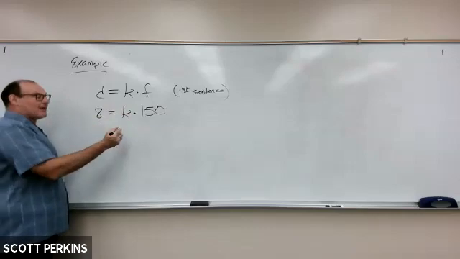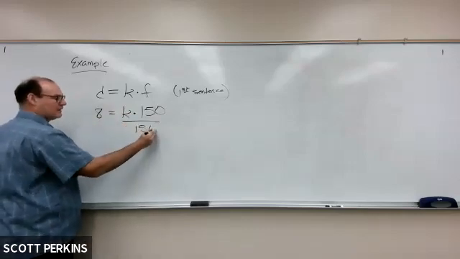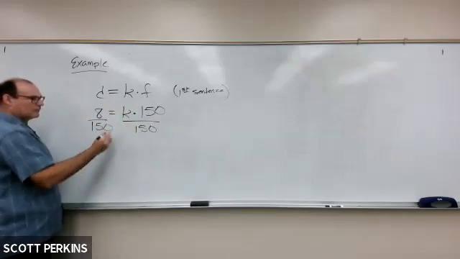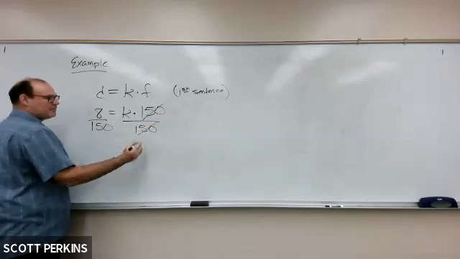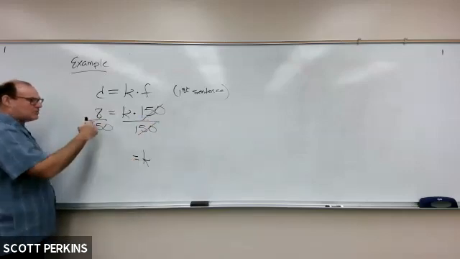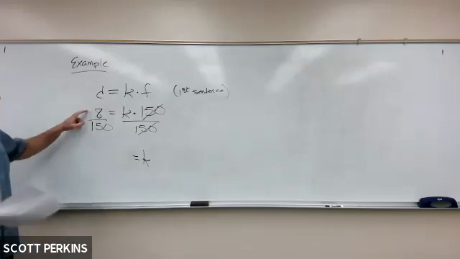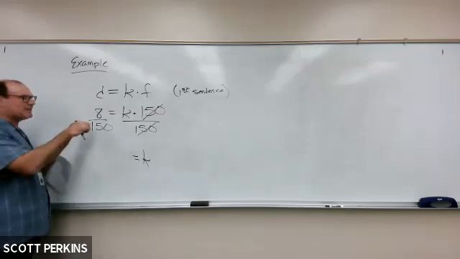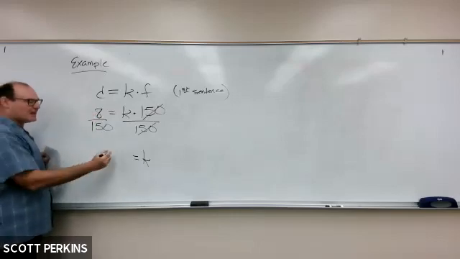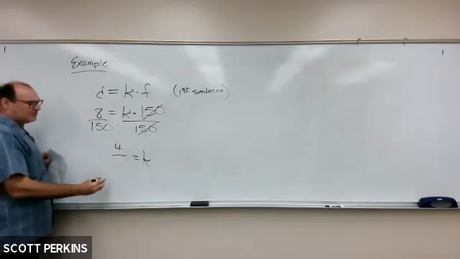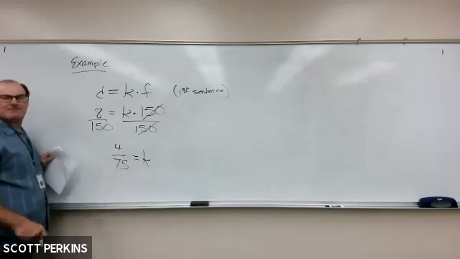So now I can figure out K. I can divide. When I divide by 150, I get K is equal to 8 over 150. You're welcome to use a decimal for that, but I'm just going to reduce the fraction because I think it's a repeating decimal. So 2 goes into 8 4 times, 2 goes into 150 75 times. There's my value for K.